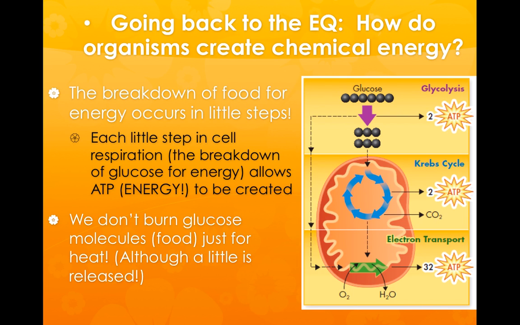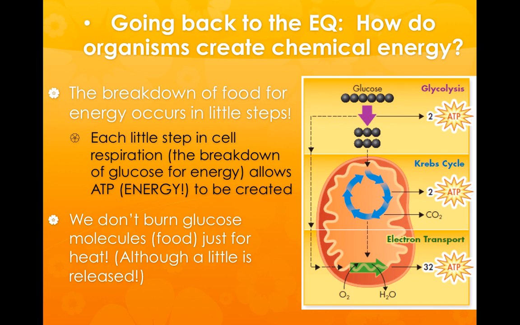So if we go back to look at the original essential question, how do organisms create chemical energy to fuel life processes, we can pretty much answer this in 2 words: cellular respiration. The breakdown of food is going to occur in little steps, in 3 major steps actually that we are going to learn about: glycolysis, Krebs cycle, and electron transport. But each one of those little steps is going to allow for energy to be created in a cell.